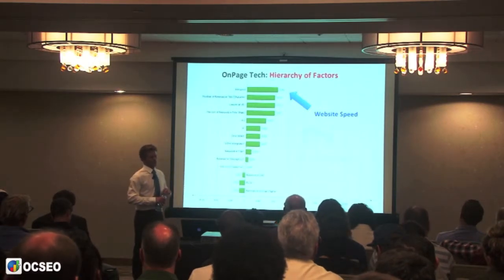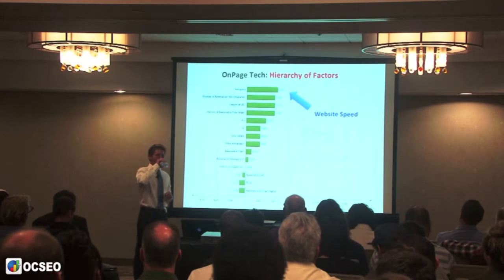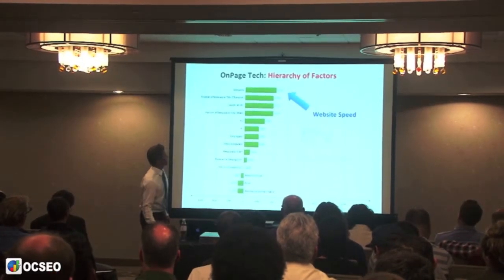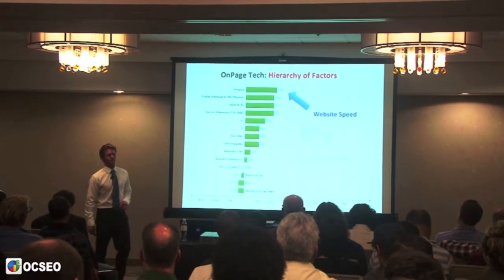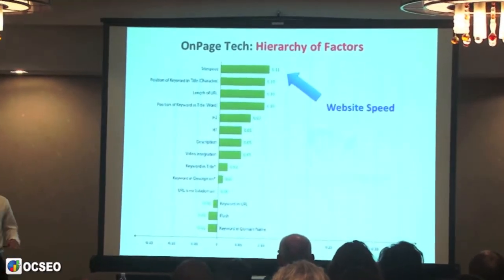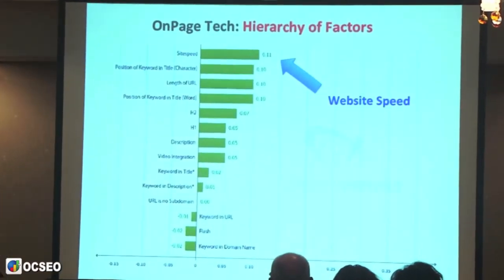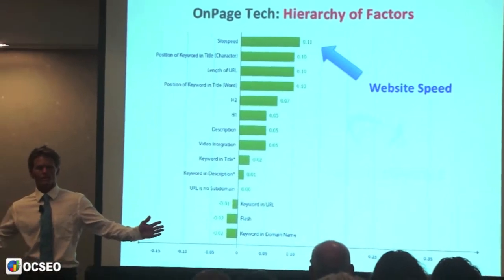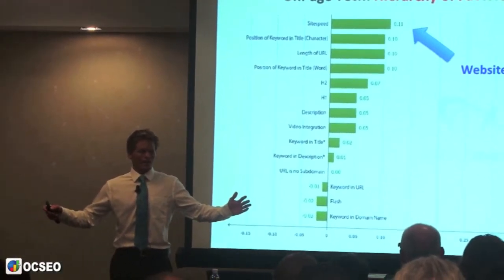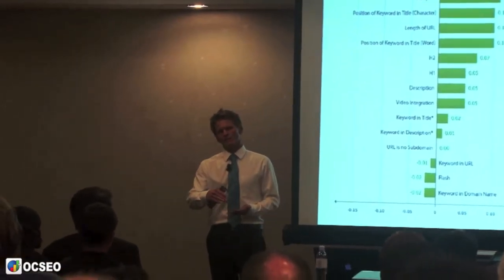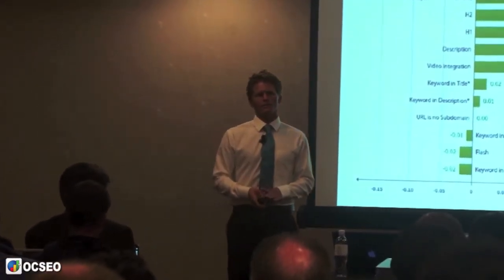Search Metrics is a data firm that analyzes thousands and thousands of queries every year. And they analyze queries being search phrases, and they analyze the top 10 ranking pages, or the top 30 ranking pages, across 10,000 different search queries. And they've determined that site speed of the technical factors is the most important.